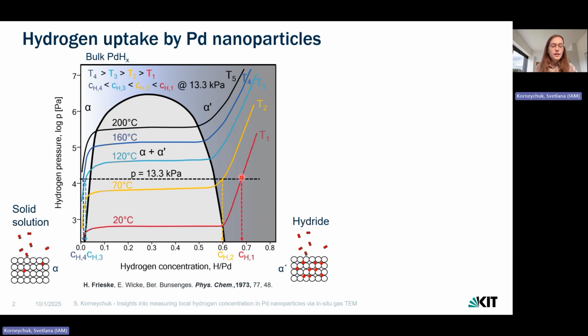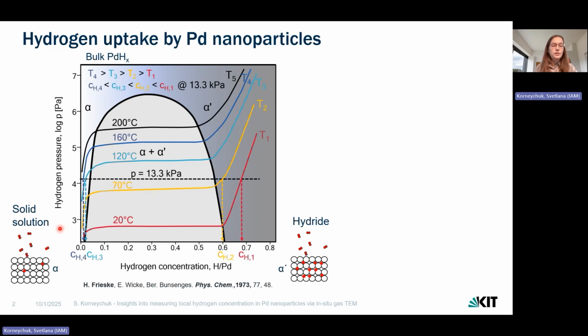So what you're looking at here is pressure concentration isotherms for bulk palladium. Here you can see how hydrogen is getting absorbed in palladium at different temperatures. For instance, if we look at the isotherm for 20 degrees, at very low concentrations and pressures, concentration almost linearly grows with pressure. This is the solid solution region. And then at this point, palladium hydride starts to form, and we're entering the so-called two-phase field. So this white region is a two-phase field.